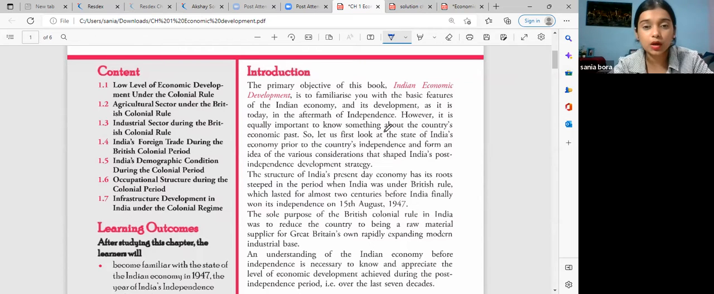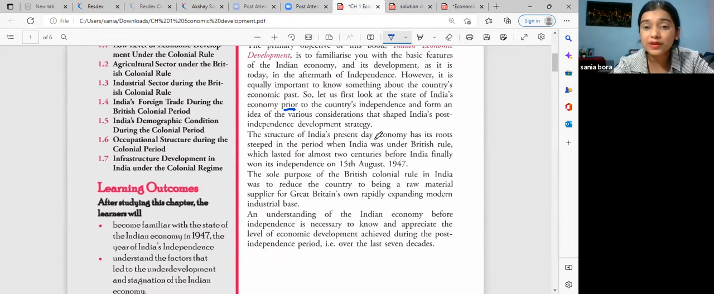However, it is equally important to know something about the country's economic past. If you are studying India, the past is very important. Present you are studying, but the past is very important. So let us first look at the state of the Indian economy prior, that is, before, to the country's independence, and form an idea of the various considerations that shaped India's post-independence development strategy. First we will study the condition of India before or at the time of independence, and then slowly how India developed. The structure will be followed like this.